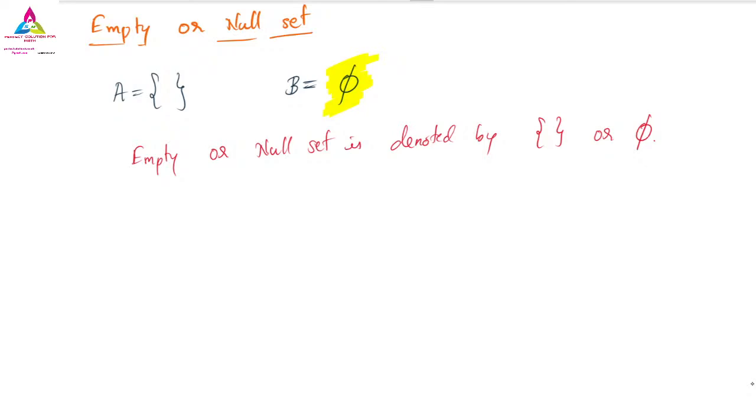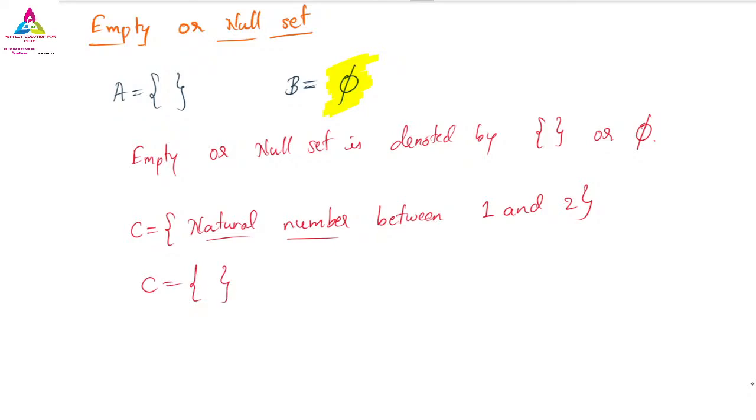Phi is the null set. So for example, I will take one more example. C is equal to natural numbers between 1 and 2. You can see between 1 and 2 we have fraction numbers, but do we have natural numbers? We have 1.1, 1.2, 1.3, like that lots of fraction values, 1.11, 1.01, 1.001. But here the question is natural numbers, as the name suggests. So here C is equal to nothing, or this can also be written as phi. So it is called the empty set or null set. That is the next part you must remember, the empty or null set.